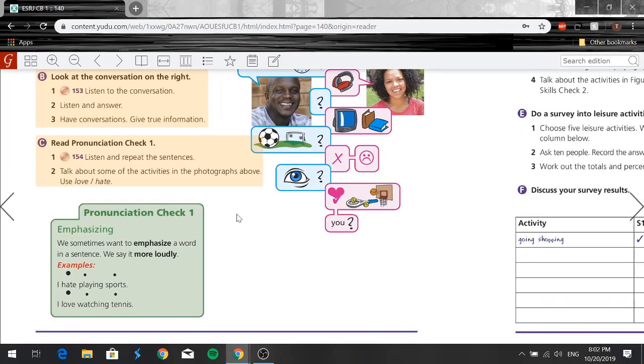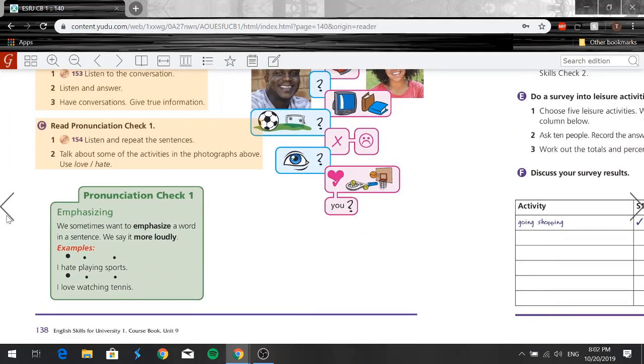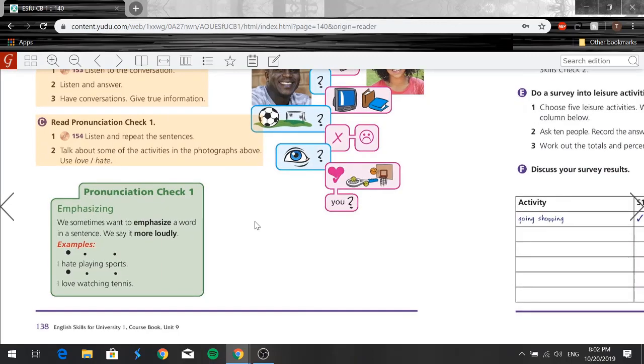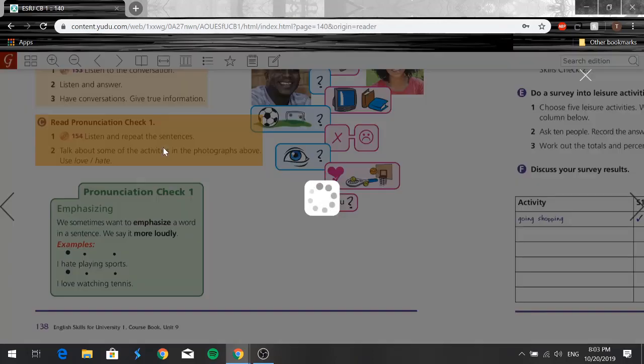Read pronunciation check 1. Right. That's the emphasizing that I was talking about. So we sometimes want to emphasize a word in the sentence, so we say it more loudly. So basically, when you want to emphasize a word, say it more loudly, right? So I don't say I hate playing sports. No. I hate playing sports, right? I love watching tennis. Okay? These are all ways that you can emphasize a word or what you think. Just say more loudly. Okay?